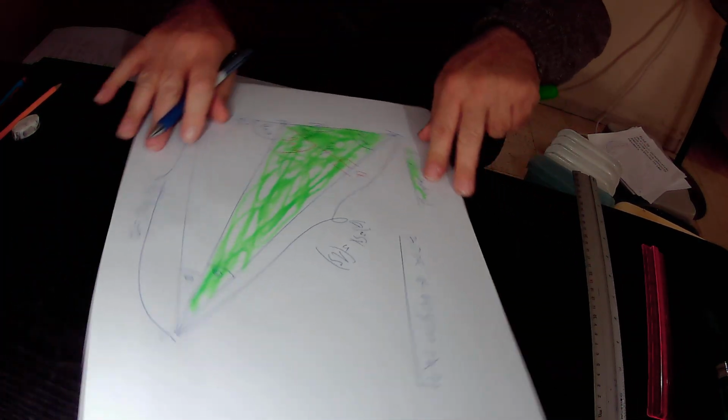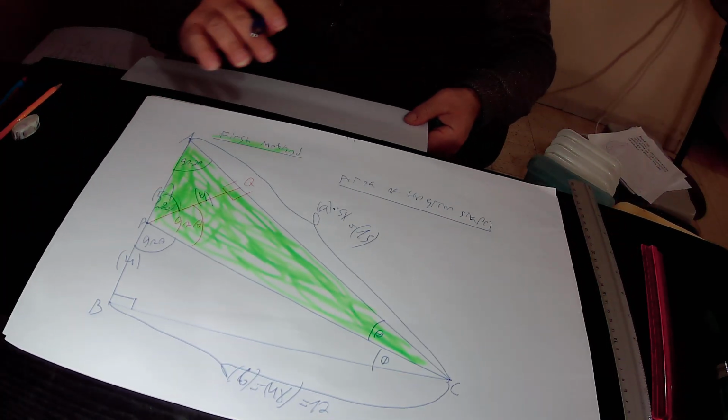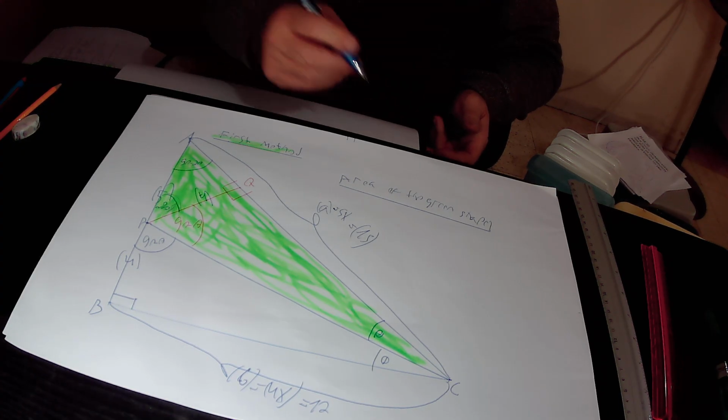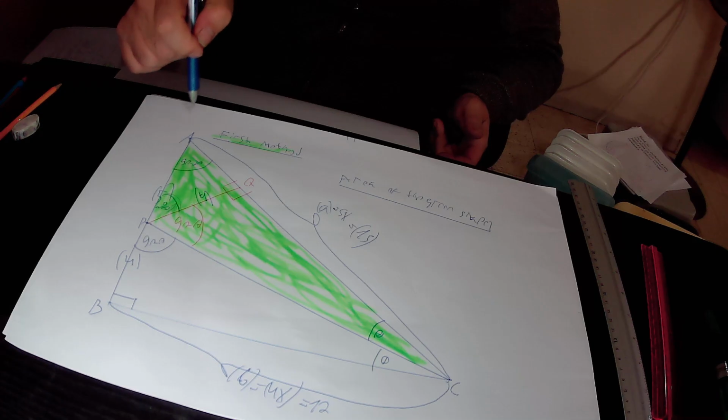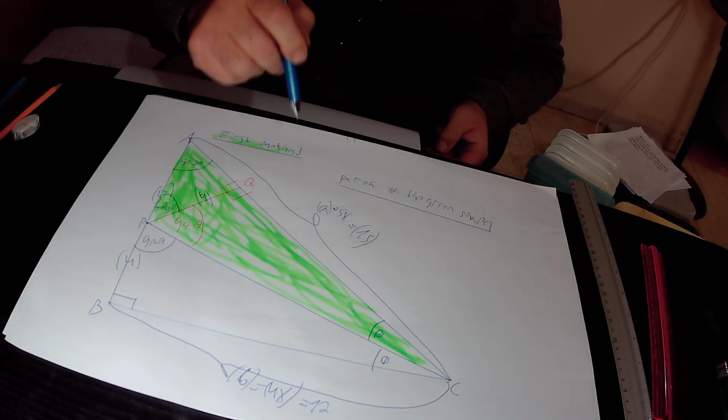Our task is to find out the area of this green shape. So what is the area of this green shape? From the drawing, it is very easy to see that the green shape is actually the green triangle APC. So our task is to find out the area of this green triangle APC.